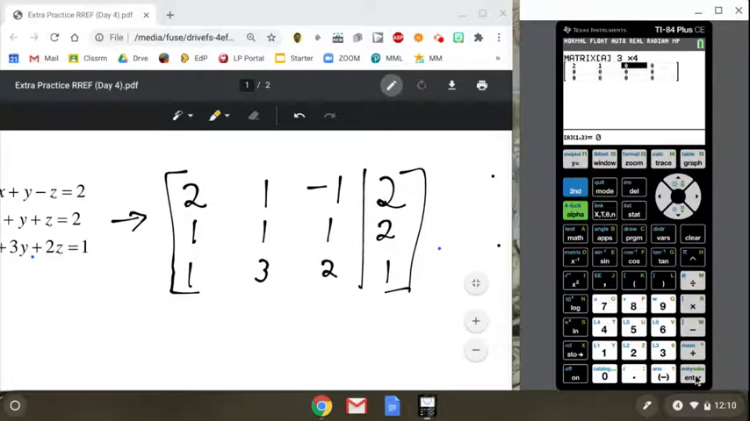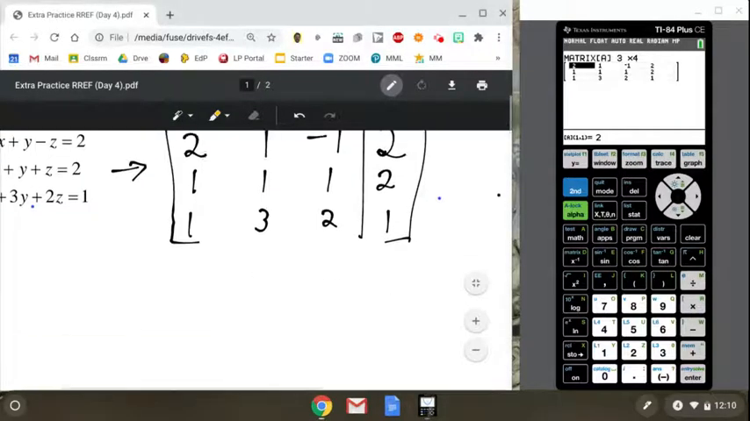2, 1, negative 1, 2 for the first one. 1, 1, 1, 2 for the second row. 1, 3, 2, 1 for the third row. Okay, just double checking to make sure I entered it correctly, because if even one number's off, it's going to wreck my answer, right?